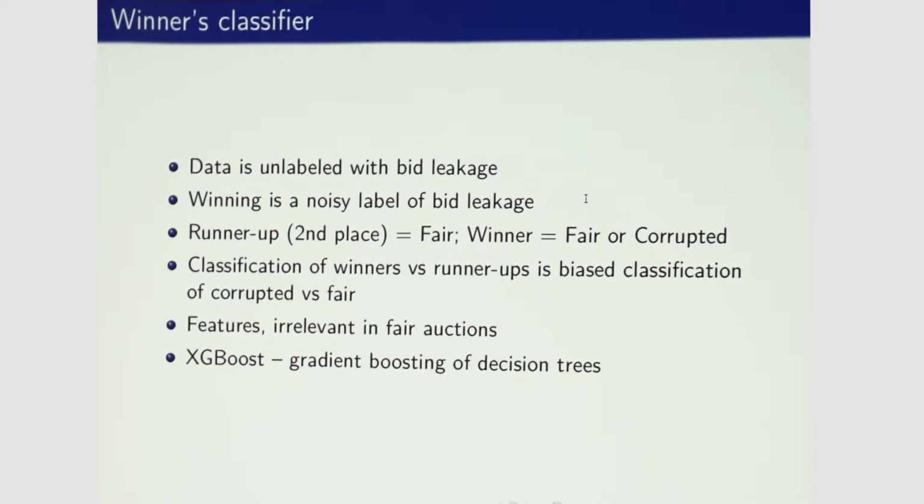Yeah, the features, you've seen them already. The core idea of the feature design is very important: the features have to be as close as possible to being irrelevant in fair auctions, so that the classifier we built, which classifies winners and runner-ups, only classifies them due to corruption, not due to natural reasons. Now this is actually unachievable, but we try to get close to that. And we'll also make a placebo adjustment later to account for that not being true. And the classifier is XGBoost.